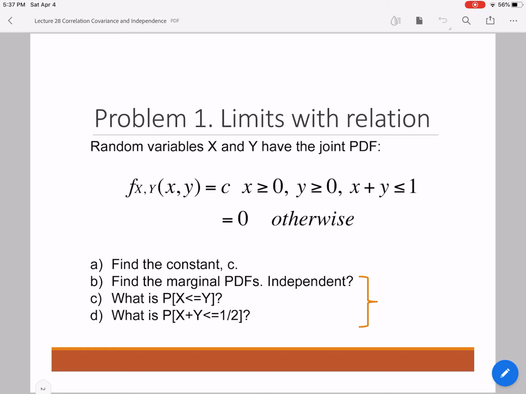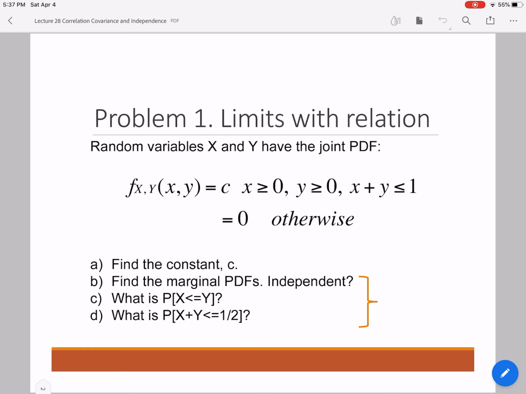So before we proceed any further, I would like to discuss this problem that I had given to you in one of my previous lecturettes. Specifically, I asked you to find the marginal PDFs of x and y and tell me whether they are independent or not. And I also asked you what's the probability that x is less than or equal to y and the probability that x plus y is less than or equal to 1/2. Now, most of the class was in general in the correct direction, but we actually missed a little bit with respect to the limits of the integration.